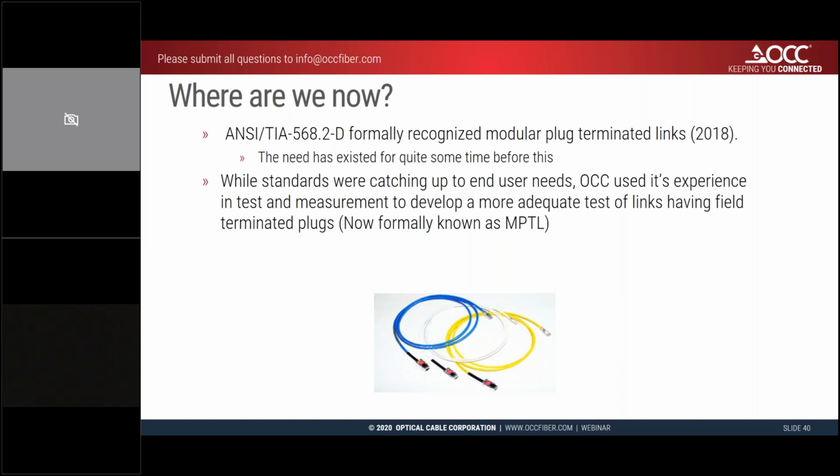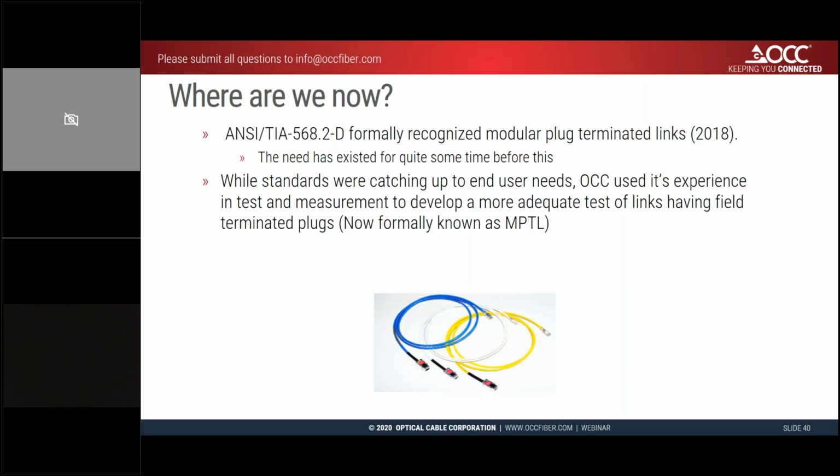All right, so where are we now? Well, in the 568.2-D revision, they formally recognized mod plug terminated links, and this was published in 2018. However, the need has existed for quite some time before this. We were getting calls from customers saying, I put a plug on the end of this thing, how do I test it? And we'd say, well, that's not really a standard test. But people kept asking and asking because that's what they want to do. They had a need for this.